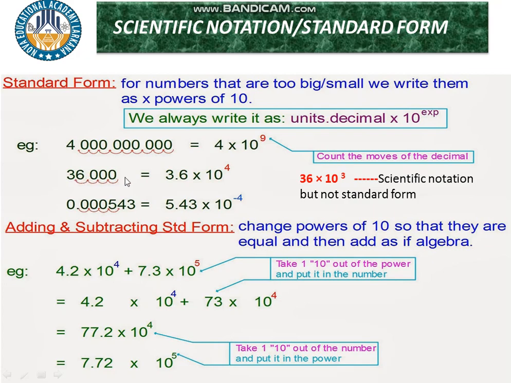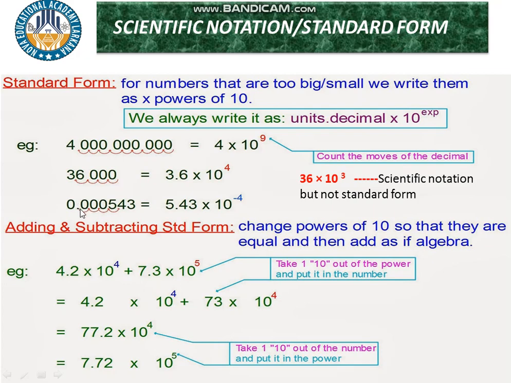Again 36,000. Again the point, you have to just put between the 3 and 6. So how many values have you crossed? 3 and 1, how much? That will be 4. So 3.6 into 10 power 4, that is the expression of the standard form.